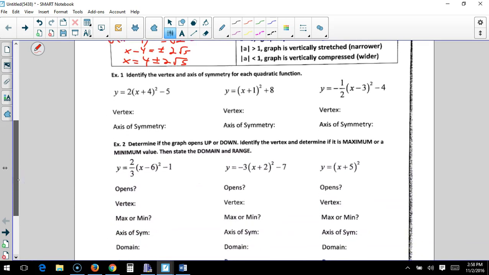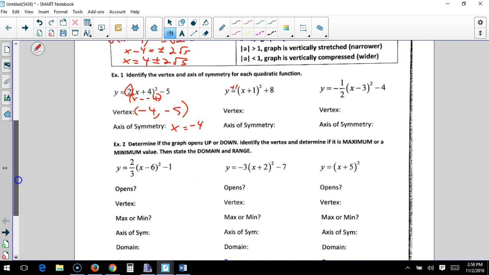So let's move on. Identifying the vertex and the axis of symmetry. Remember, this is really x minus negative 4. That's important to remember, because the vertex is negative 4, negative 5. And the axis of symmetry is x equals negative 4. That's it. This 2, even though it's not asked for, the 2 means it's a happy parabola, a smile, and it's going to be thinner.